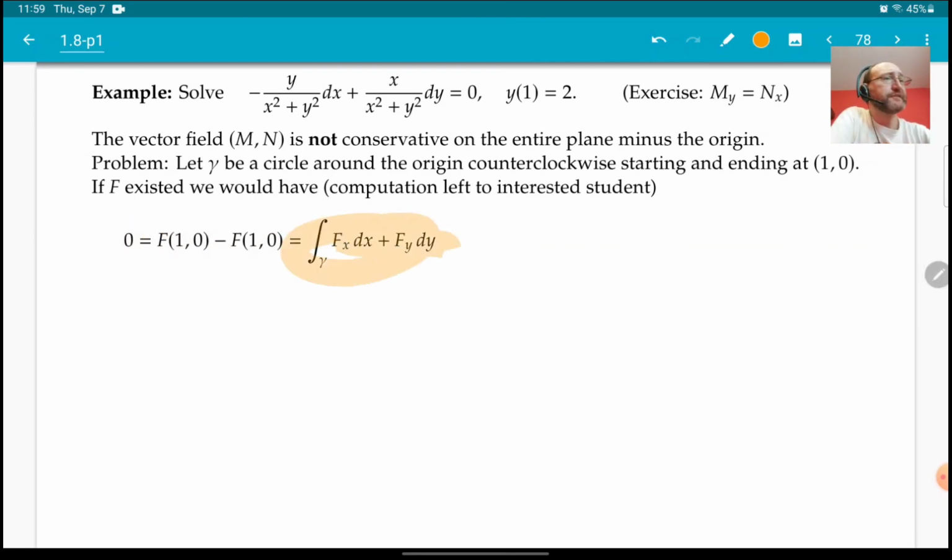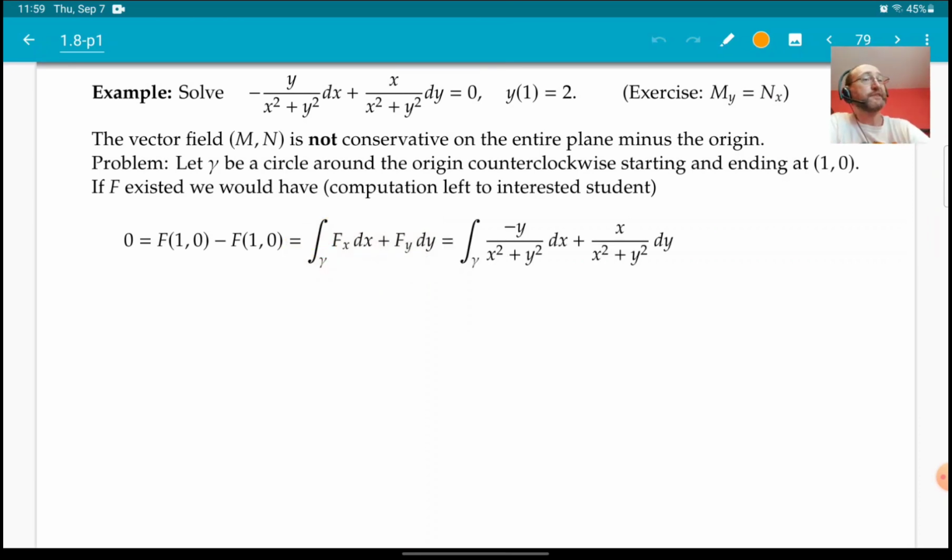But that should be equal to this integral, right? That's the integral of the vector field around this circle, and well, that's just what this is. And if you work it out, I'll let those of you that remember multivariable calculus compute this path integral. So let this be the unit circle. By the way, one hint is that on the unit circle, x squared plus y squared is 1. And so you're going to actually get 2 pi.